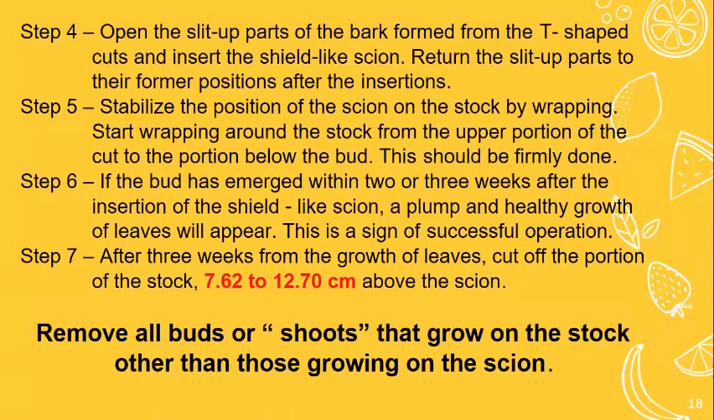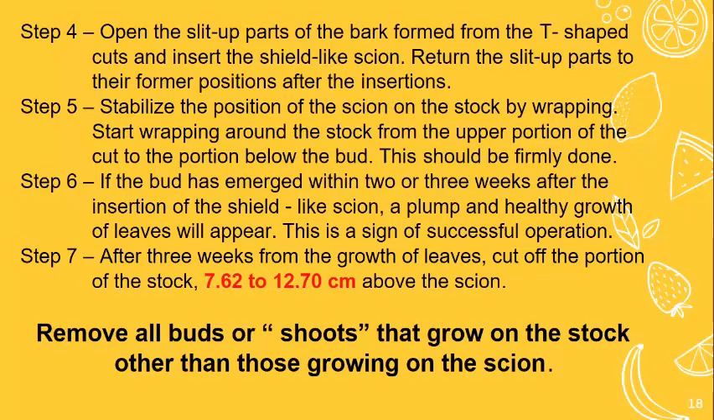Step 5. Stabilize the position of the scion on the stalk by wrapping. Start wrapping around the stalk from the upper portion of the cut to the portion below the bud. This should be firmly done. Step 6. If the bud has emerged within 2 or 3 weeks after the insertion of the shield-like scion, a plump and healthy growth of leaves will appear. This is a sign of successful operation.